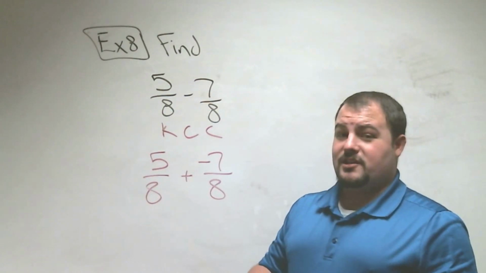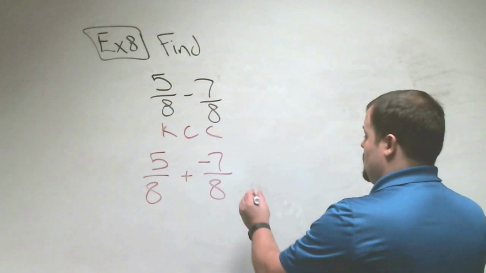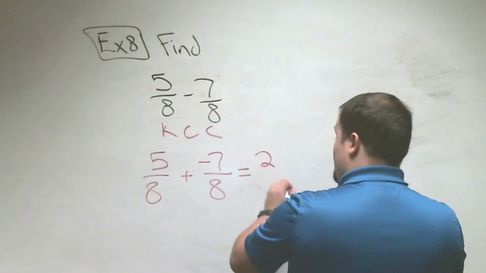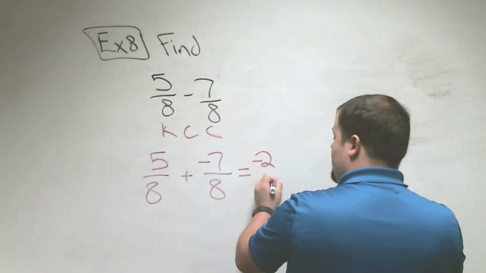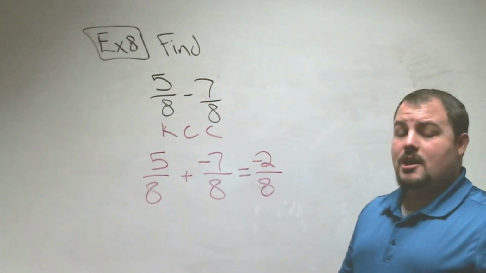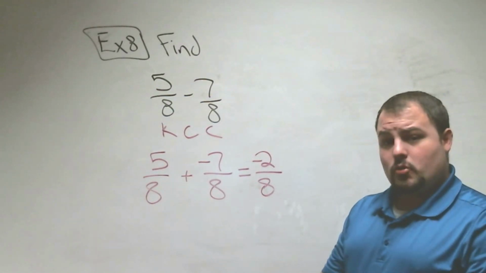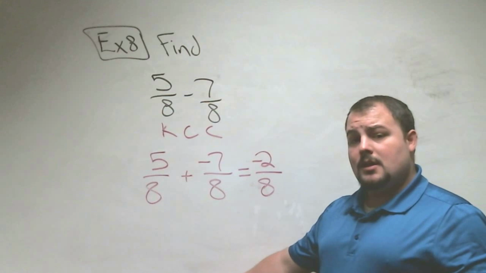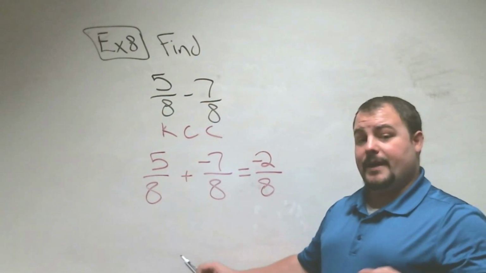So what I'm really doing is taking 7, take away 5. 7 minus 5 is 2. So I have 2 more of something. I have 2 more negatives than I do positives. So my answer is negative 2/8. Now looking at this fraction, 2/8, I can see that 2 and 8 both divide by 2. So what we do is we divide 2 and 8 by 2.